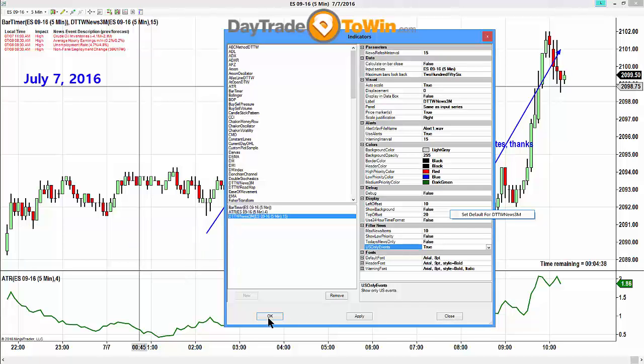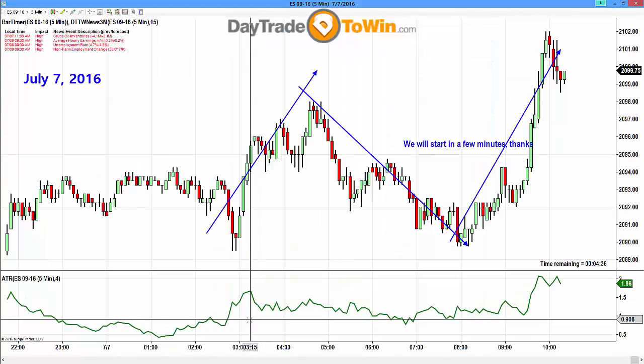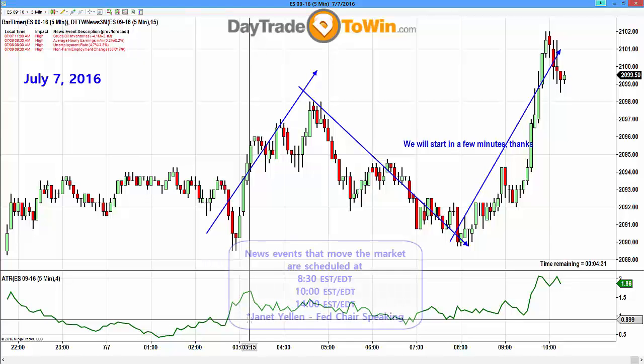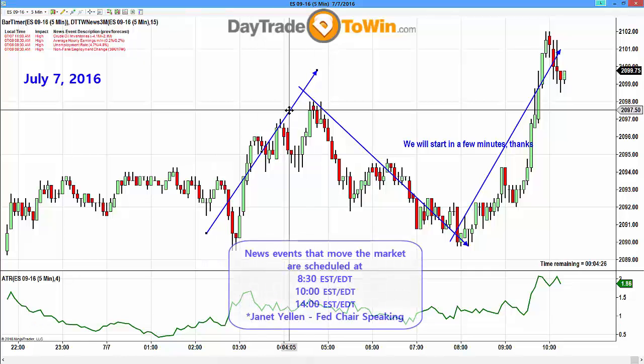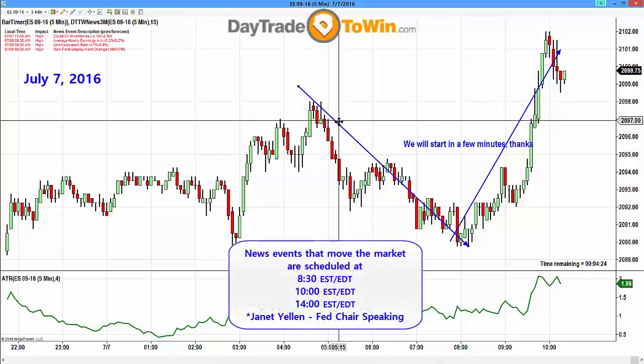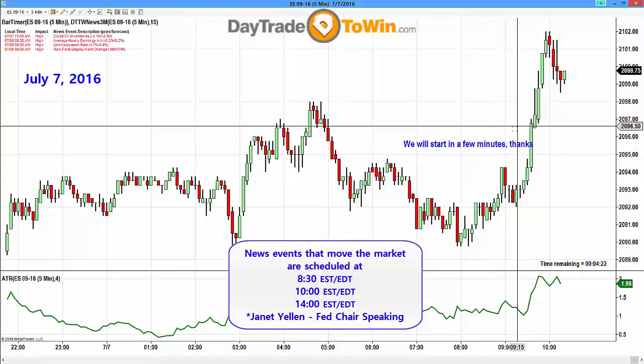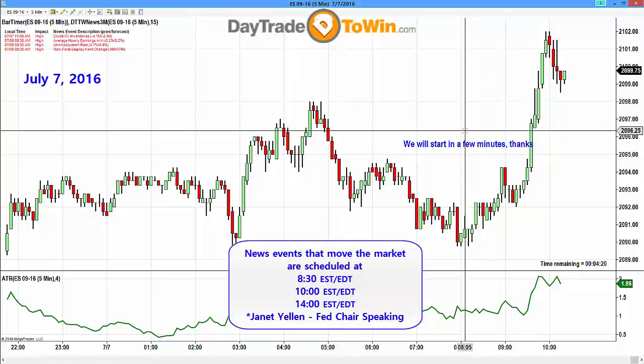So the idea here is to understand if there's news, I should stay out of the market until the news has been released. When I look at the market moving up and down and up and down when the news events occur, which are typically at 8:30 Eastern Standard, 10 o'clock Eastern Standard, and sometimes you have Janet Yellen speaking, which is not always listed as a red star, red flag, or red text. Those are situations that could really make an impact on what we're doing. So news is very important.